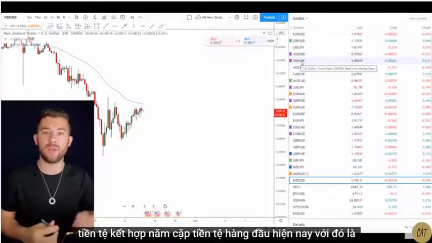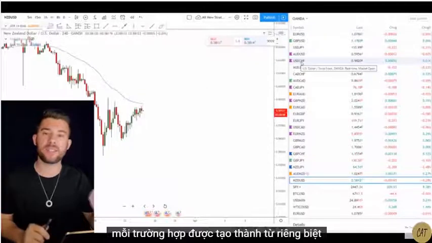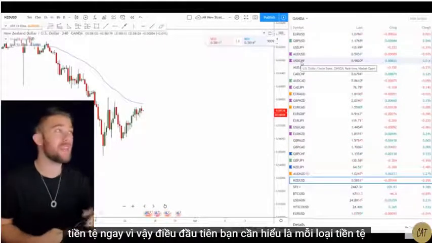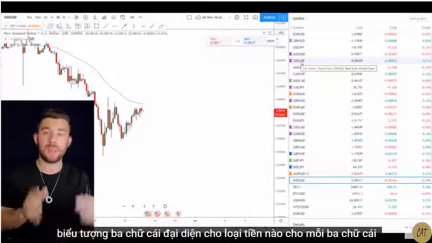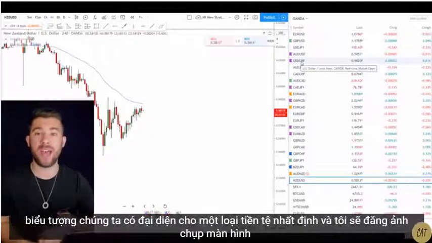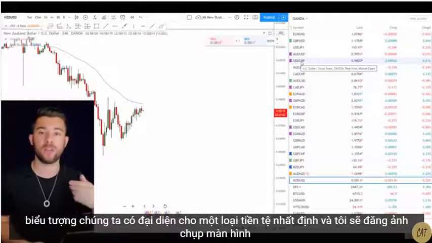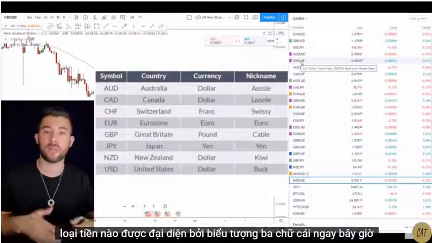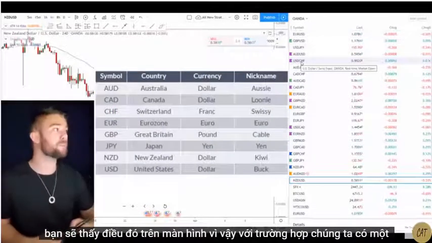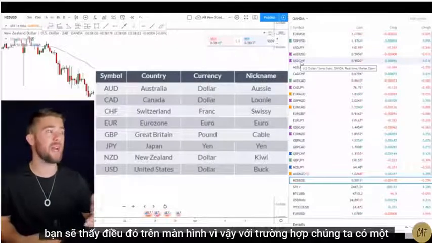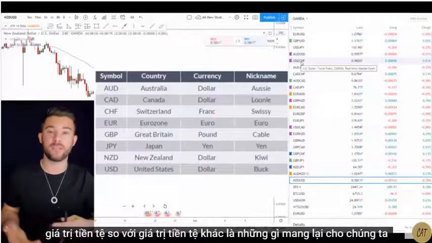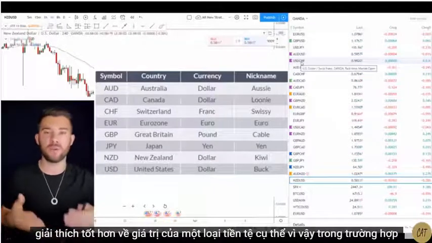Those are the major currency pairs, the top 5 major currency pairs. Now, each of these is made up of separate currencies, right? So the first thing you need to understand is which currency each 3-letter symbol represents. I'll post a screenshot of which currencies are represented by which 3-letter symbol right now. You'll see that on the screen. So we have one currency's value against another currency's value, which gives us a better interpretation of the value of a specific currency.